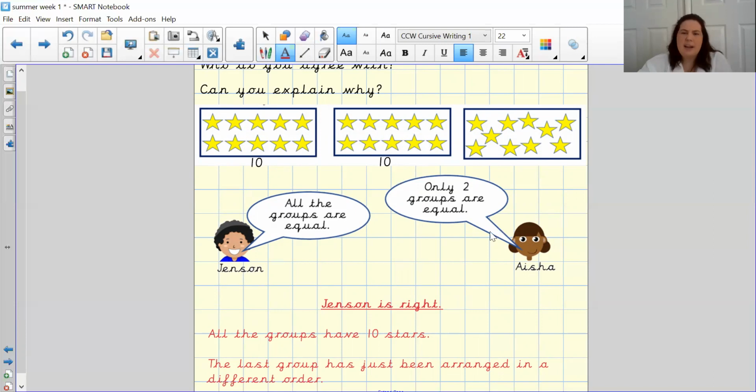They've tried to trick us here, I think, because they're not in an array to show us the actual lines. So let's count them. 1, 2, 3, 4, 5, 6, 7, 8, 9, 10. So we know that this has 10 as well. So Jensen is right because all of the groups have 10. So the last group has just been arranged in a different order. So they just look different. So there is 3 groups of 10.